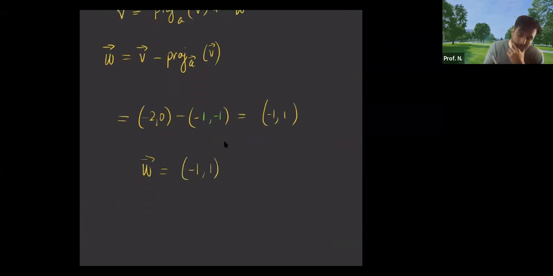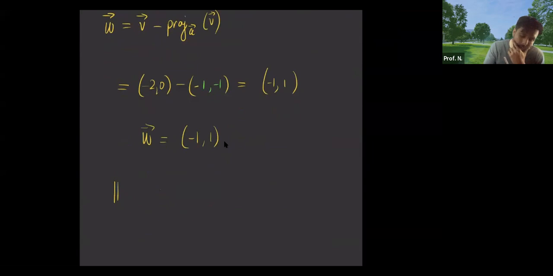Negative 1, 1. But the distance is the norm of W. What's the norm of W? It's the square root of negative 1 squared plus 1 squared, which is rad 2.